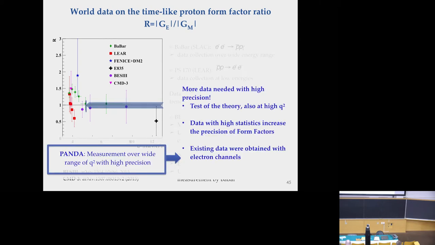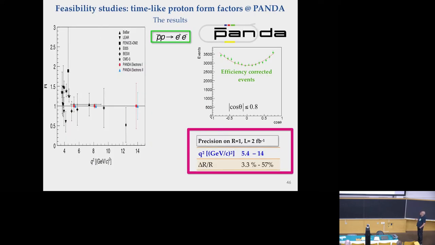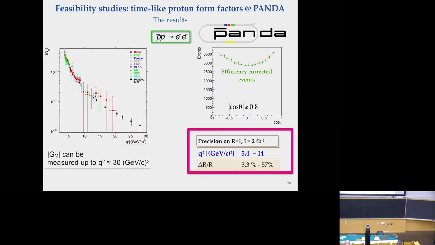And this can be done also by PANDA, and it has been shown that it can be extracted to a precision given by this error bar here. Statistics will also be higher at PANDA for p̄p goes to e+e-. So you see here the predicted size of the error bars from PANDA compared to the e+e- data. And you can also extend the total cross sections essentially up to higher momentum transfer with PANDA.